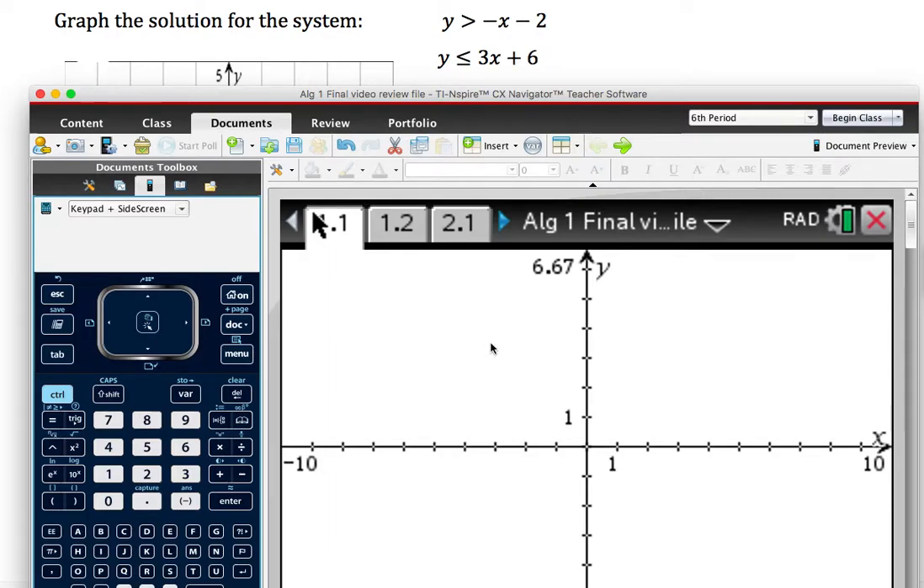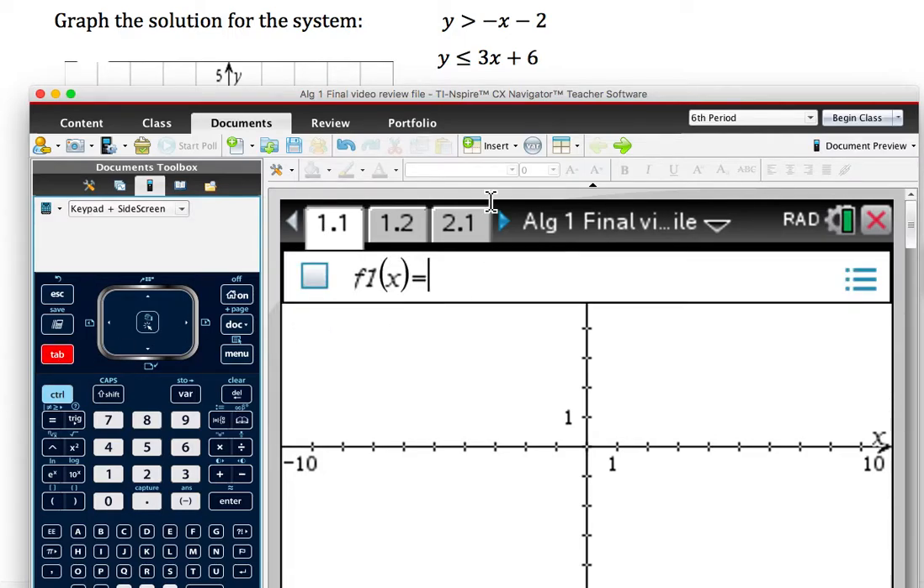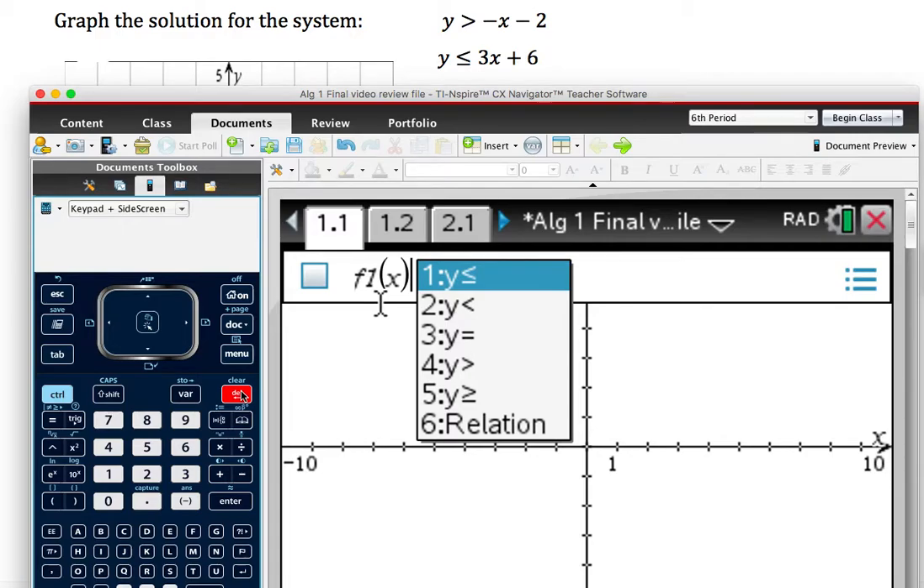All right, so for the Inspire, you're going to go to your graphing screen, and if you don't have a line up here to type in your formula, you just push the tab bar. And we want to graph inequalities, not functions. So the first inequality we're going to graph is y is greater than negative x minus 2. So the easiest thing to do here is delete the equals sign, and that will pull up all of these options here. And we want y is greater than, so we're going to go to option 4, y is greater than.